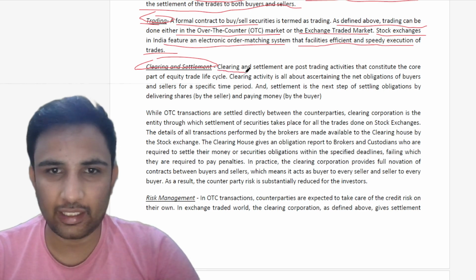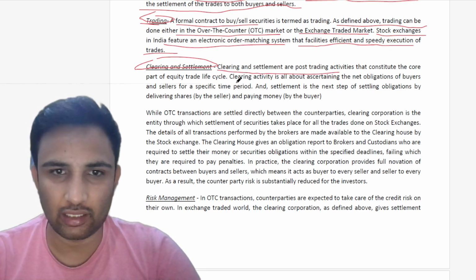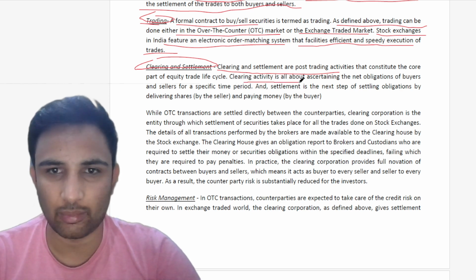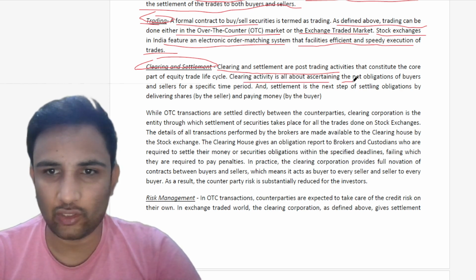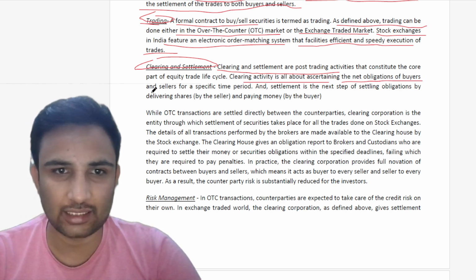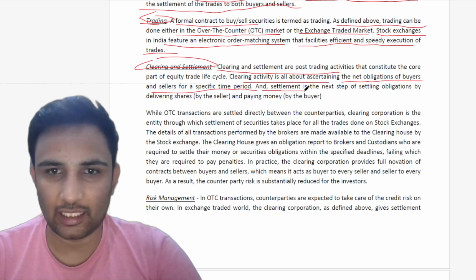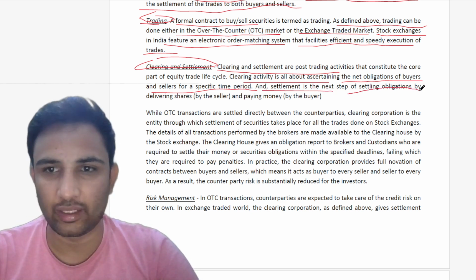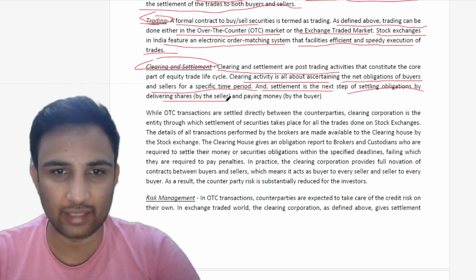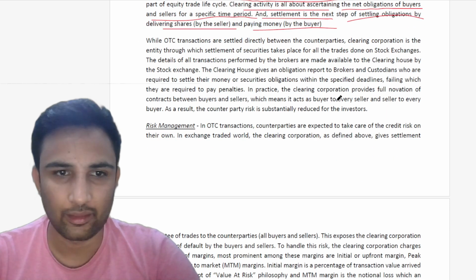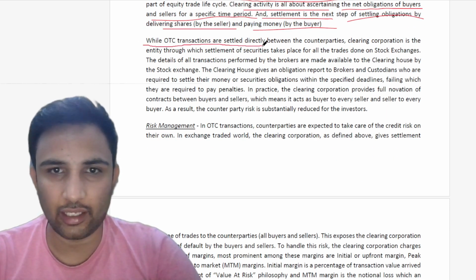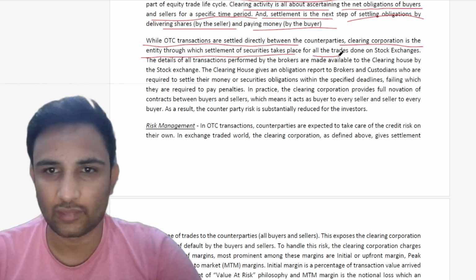Clearing and settlement. Clearing and settlement are post-trading activities that constitute the core part of the equity trade life cycle. Clearing activity is all about ascertaining the net obligations of buyers and sellers for a specific time period. And settlement is the next step of settling obligations by delivering shares by the seller and paying money by the buyer. While OTC transactions are settled directly between the counterparties, the clearing corporation is the entity through which settlement of securities takes place for all the trades done on the stock exchanges.